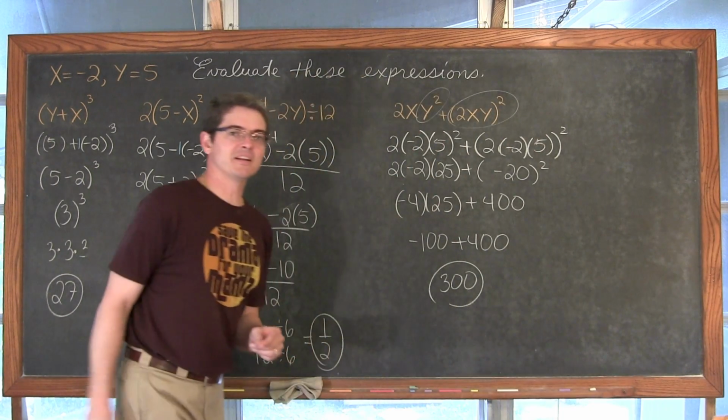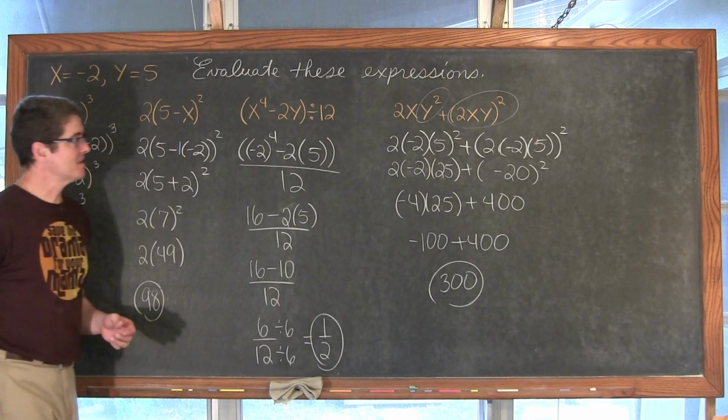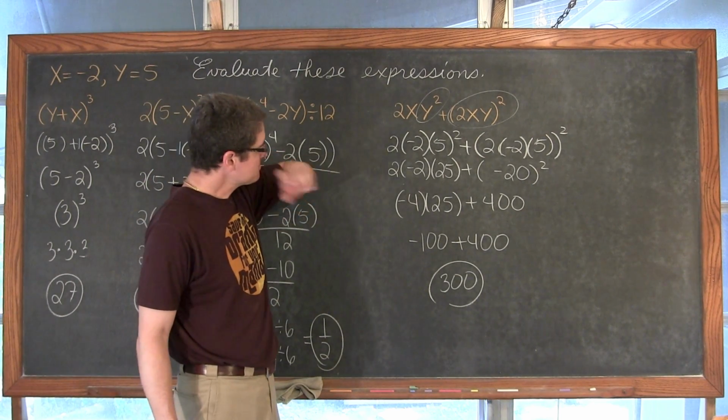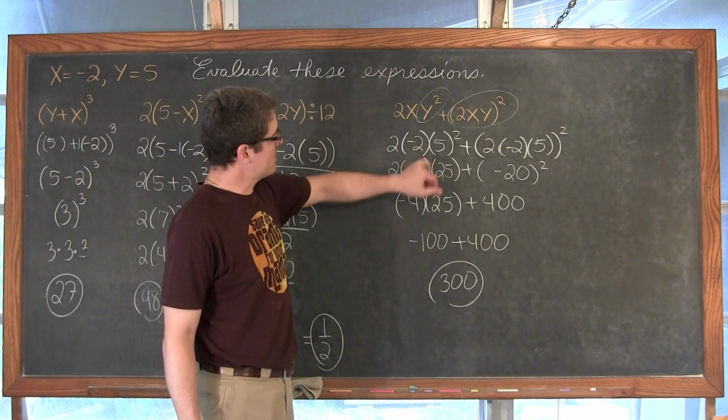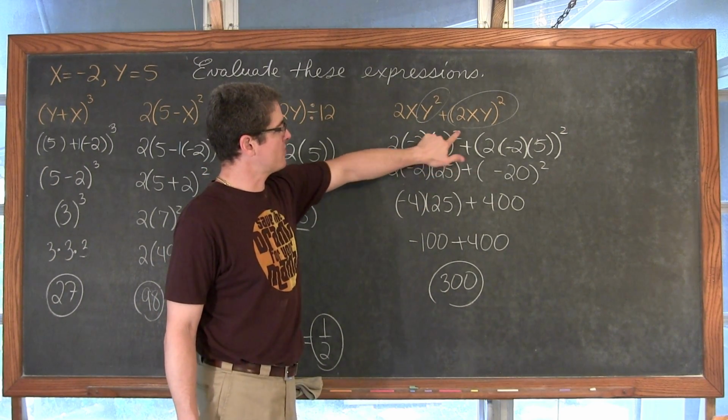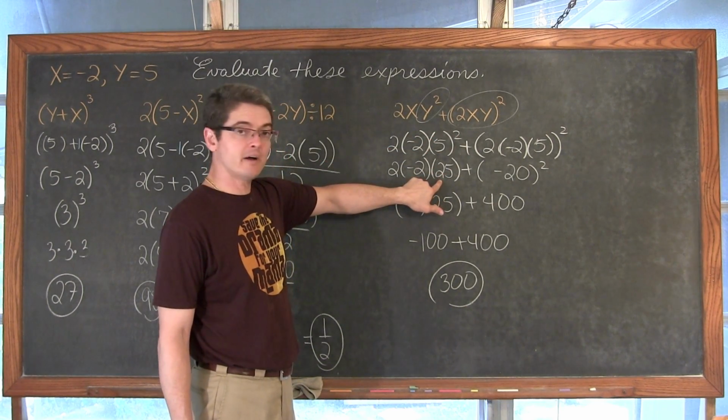You'll see I kind of cheated a little bit on that last one. I hope you got the same answers. I kind of handled the two terms separately, whereas here I looked at this term and I did the exponent first, and 5 squared was equal to 25.